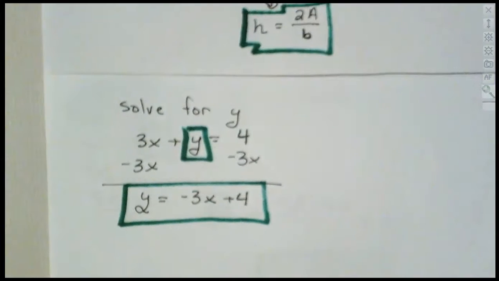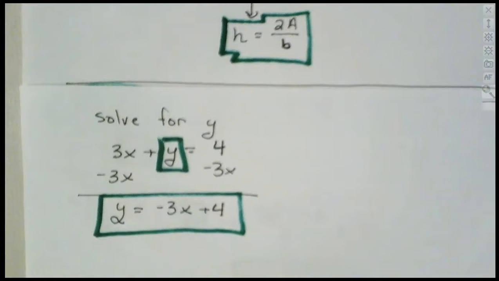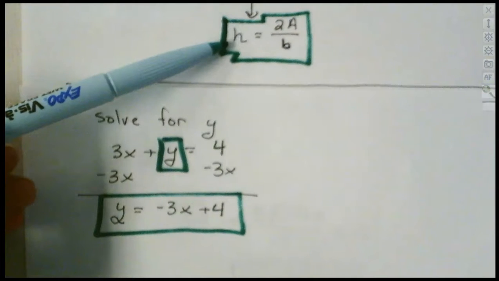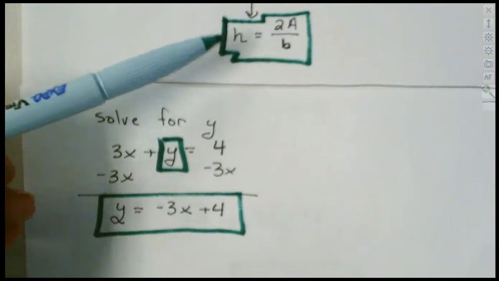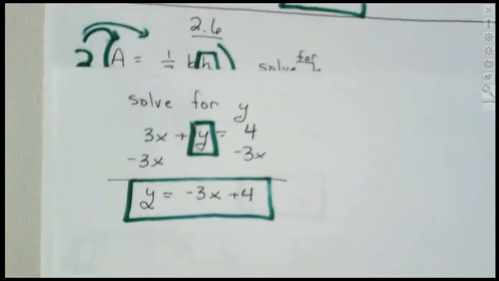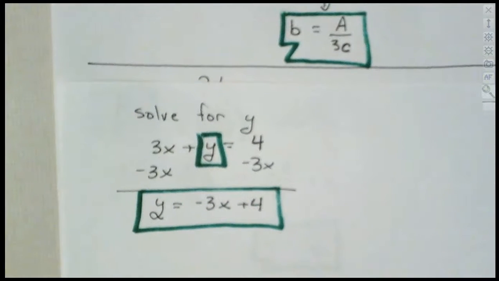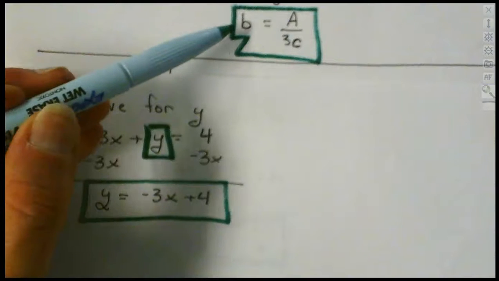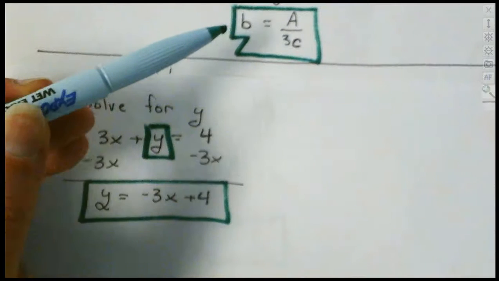Same thing with this one up here. We solved this for h. How do we know to stop? If it was solved for h, that means h is by itself on the left-hand side. So that tells me I can stop. And same thing with the very first one that we did. Look at it. We know that this one is done because we solved for the variable b. So b is by itself.